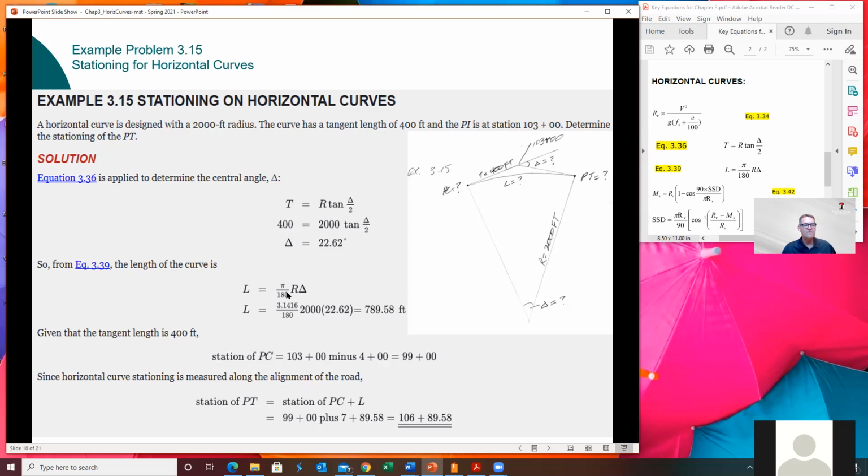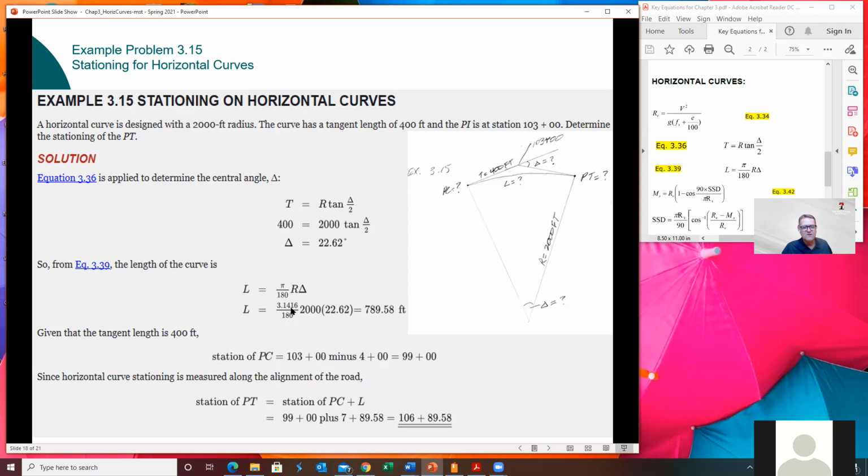Well, look, you know everything there, right? Pi and 180 are givens. R is 2,000, and you just calculated delta, 22.62. So you just put in those values here, and you calculate the length, which is 789.58 feet. Okay, now maybe if somebody cranks that out in their calculator, they'll get something a little different.